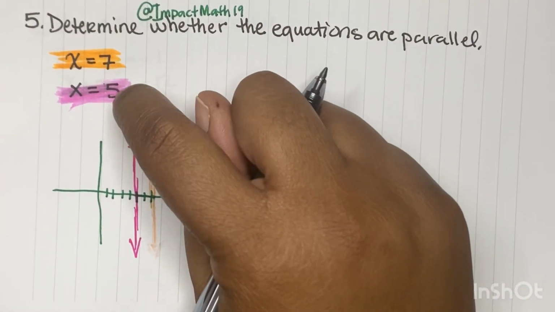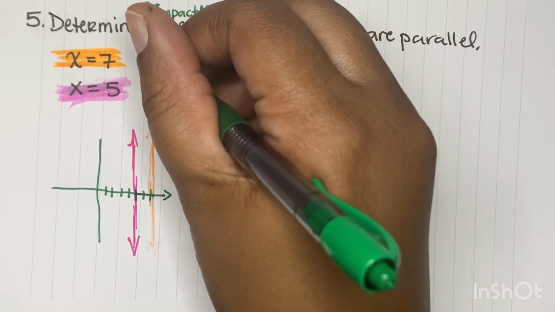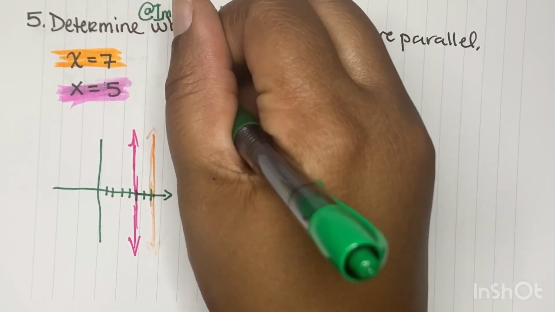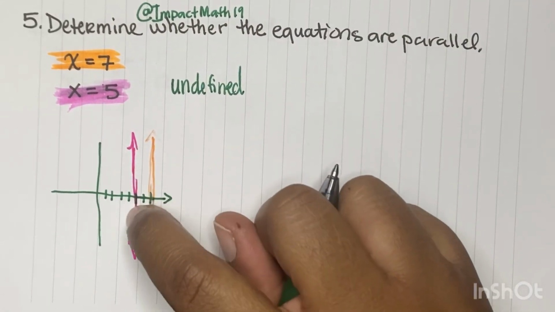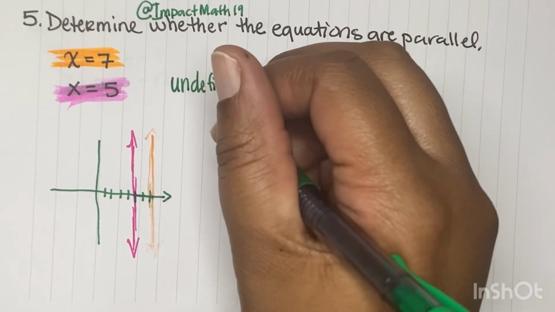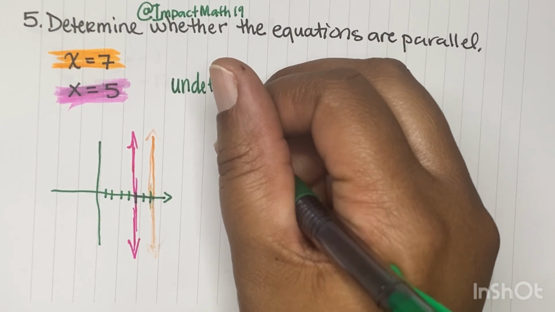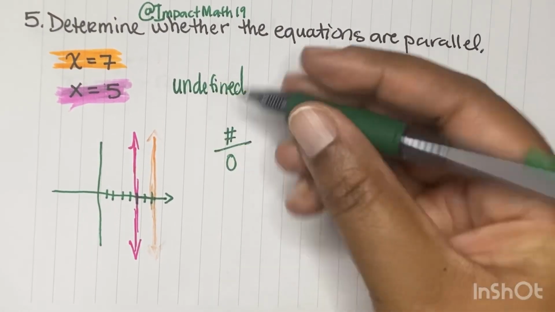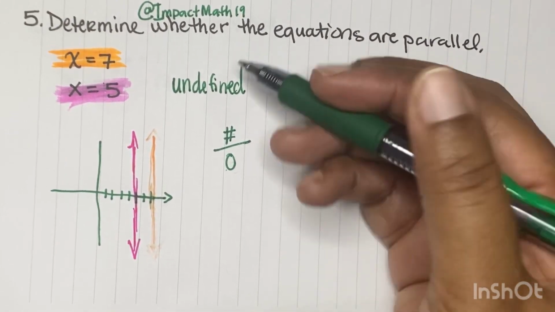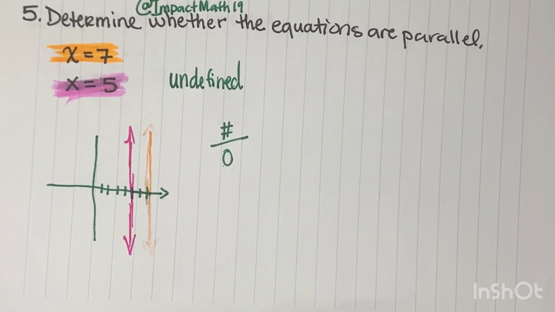But what you have to understand is the same slope is called undefined. These are where the slopes are both undefined because what it's saying is it would be like a number on top over 0, and you can never divide by 0. So that's why these slopes are called undefined.